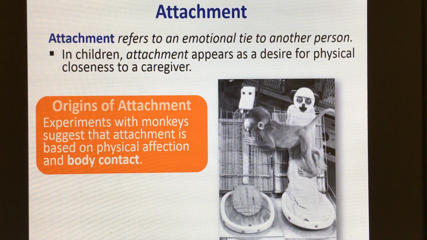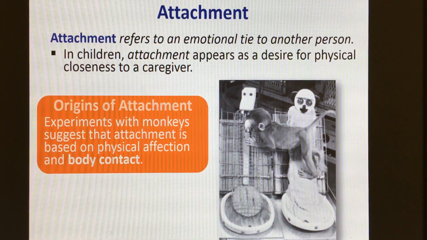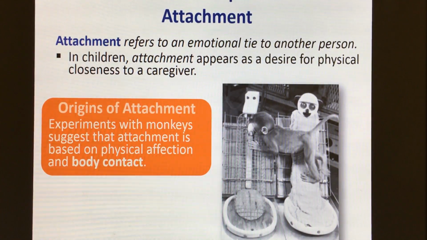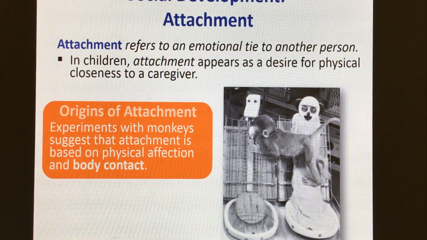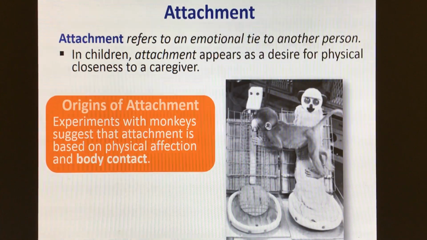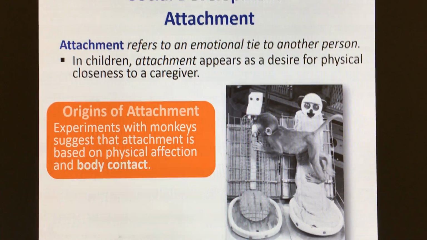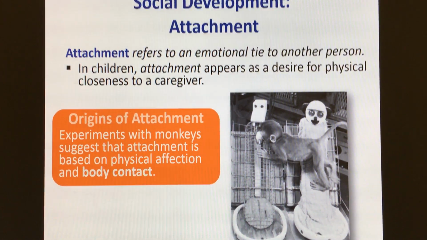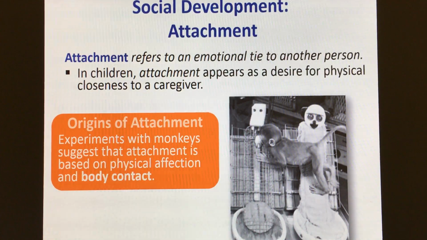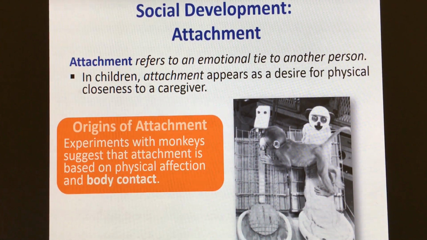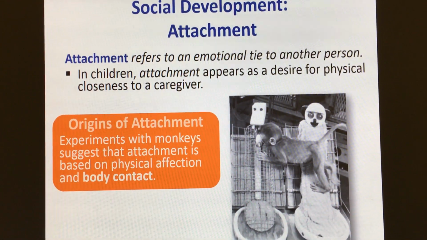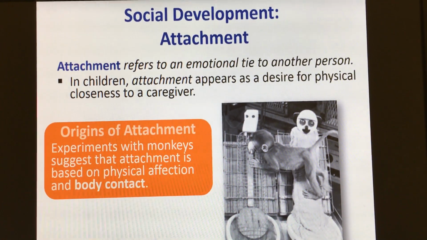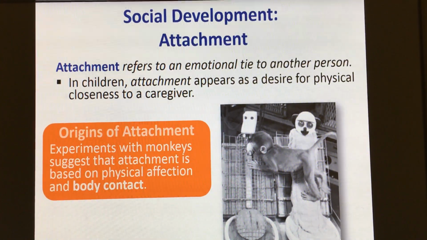And so one of the questions for the researchers was, well, where is this monkey going to spend the majority of his or her time? And it turns out that the monkey will spend a great majority of its time on the cloth mother. And as you see in this picture, it will hang on to the cloth mother and just reach for the milk on the wire mother. And what's important about this experiment is that it basically showed the importance of body contact, that young animals need that physical contact with a caregiver to develop a healthy attachment.